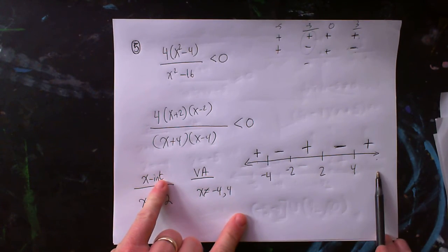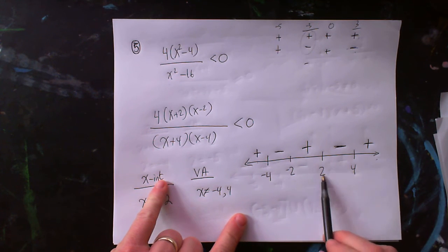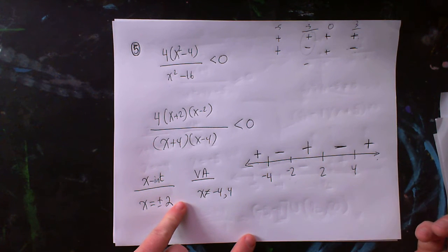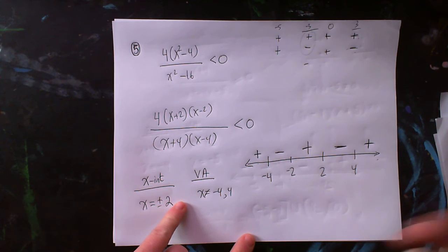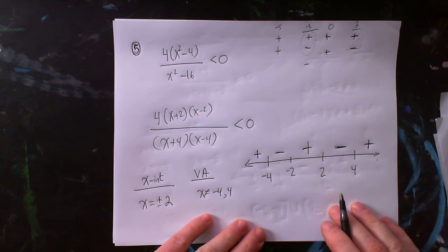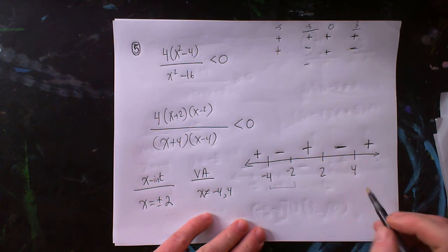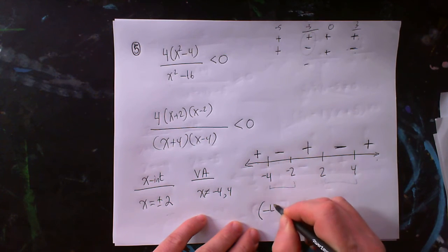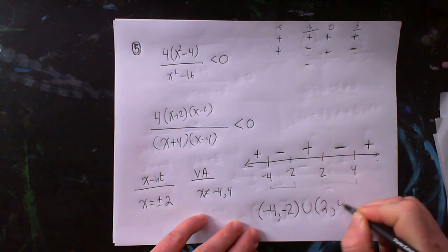So here's my sign line. It's got my vertical asymptotes as well as my zeros. In this case, it doesn't matter if it's a vertical asymptote or a 0 because we have strict inequality, so we cannot include those boundary values anywhere. Anyway, so I'm negative in this area and I'm negative in this area. So I'm going to go open parentheses, negative 4, negative 2, unioned with 2 to 4.